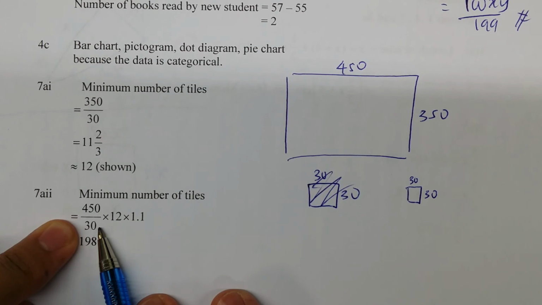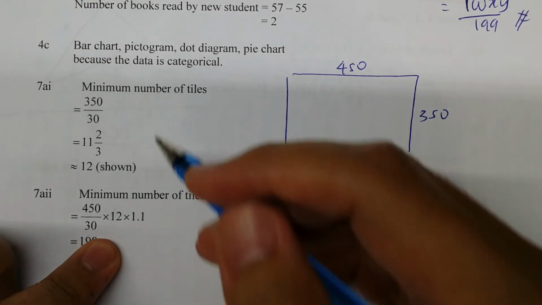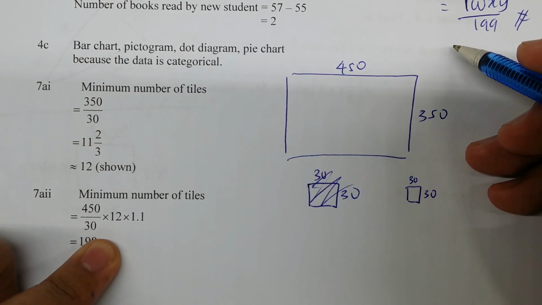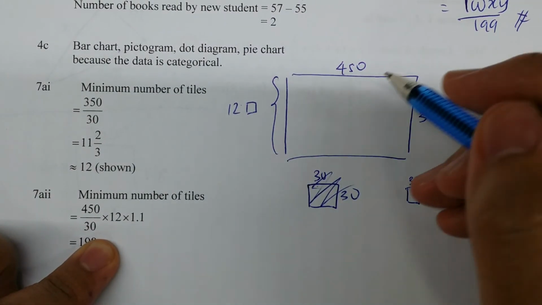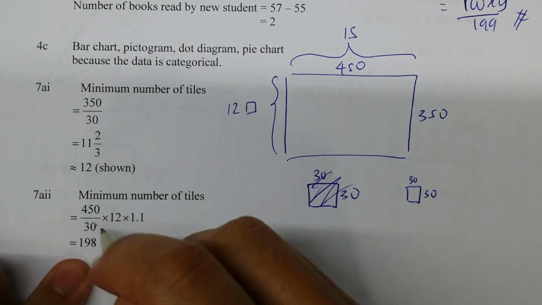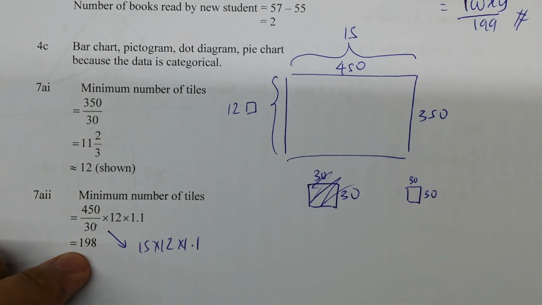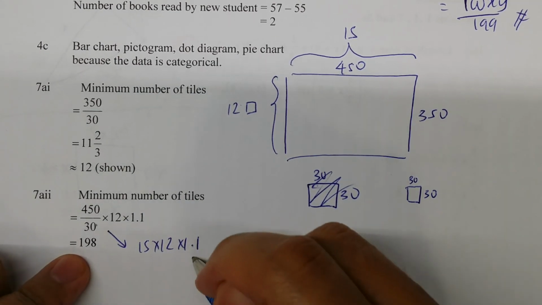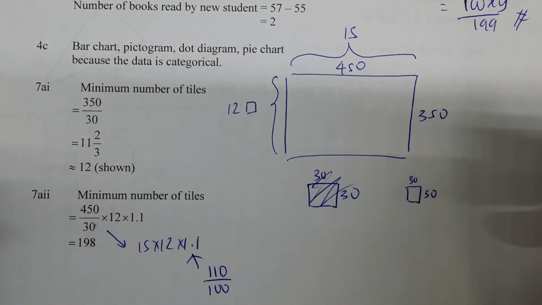15. Why must I multiply by 12 and 1.1? Because there should be 12 squares here, then there should be 15 squares here. So 15 times 12 times 1.1. Why multiply by 1.1? Because the question says, useful information, you need to buy 10% more. So 1.1 is actually 10% more, 110 over 100. So that's why you get 198.